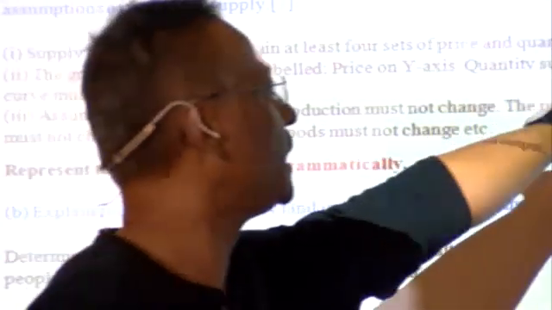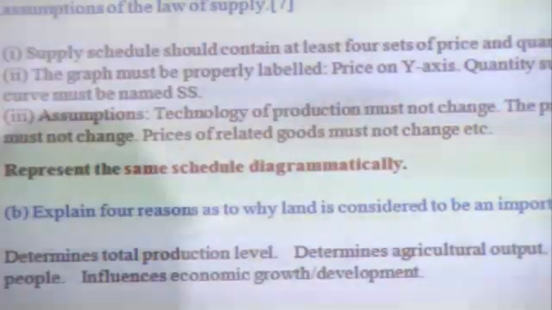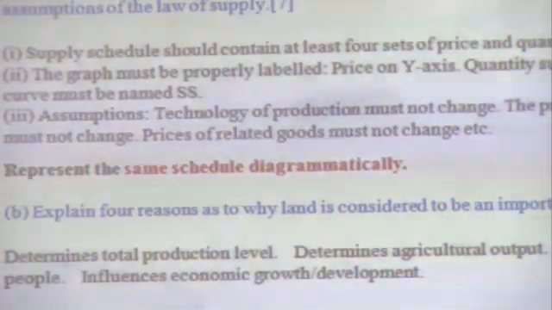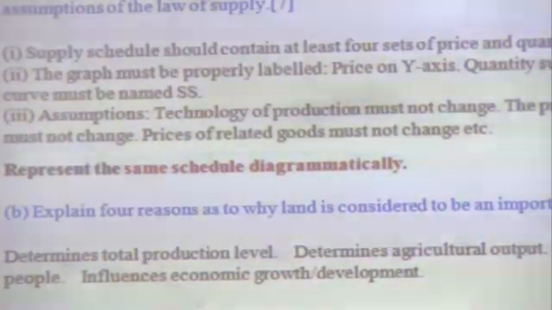And you must show that it is a positive relationship. Positive means when the price is increasing, the quantity supplied will also increase. Important, the graph must be properly labeled. Write y-axis, x-axis, origin O.